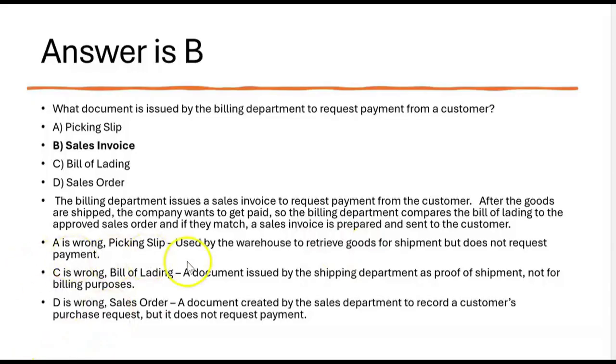A is wrong. A picking slip is used by the warehouse to retrieve goods for shipment, but it does not request payment. It's an internal document. It never leaves the company. And C is wrong. A bill of lading is a document issued by the shipping department as proof of shipment. It's not for billing purposes for the customer. And D is wrong. The sales order is created by the sales department to record a customer's purchase request, but it does not request payment from the customer.